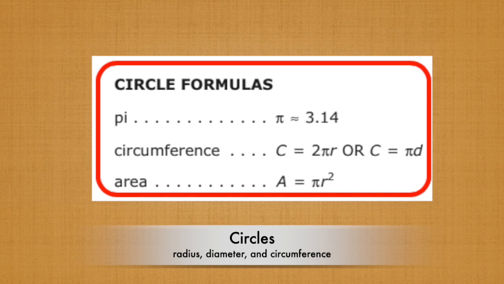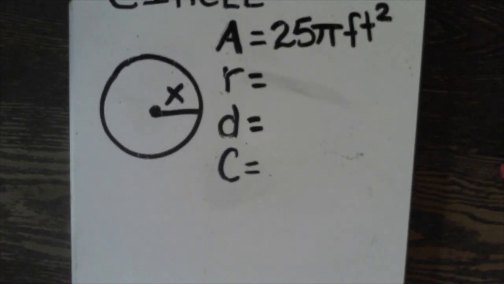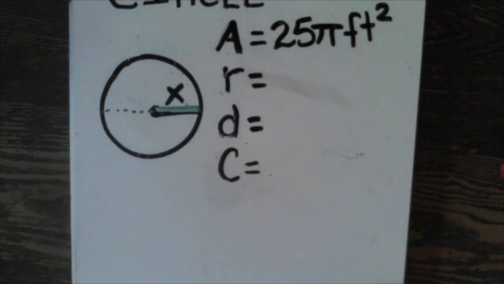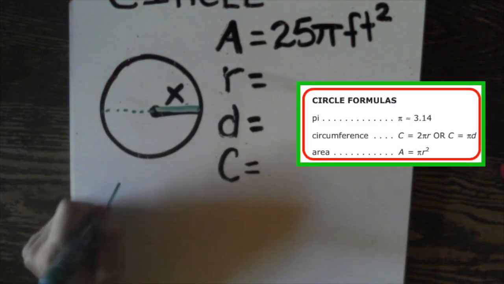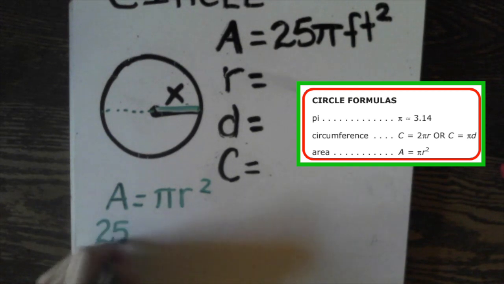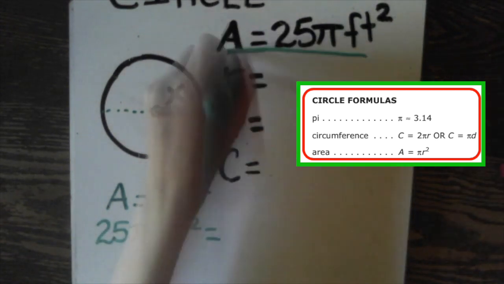The area of the circle is 25 pi square feet. We have to find the radius, which is x, as well as the diameter, which cuts the circle in half along the center point. Now let's take a look here. The area is equal to pi r squared, where area is 25 pi square feet, and pi r squared can just be copied down.